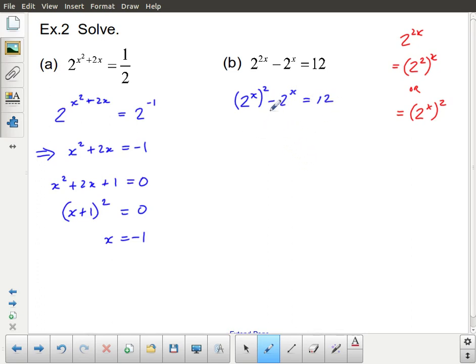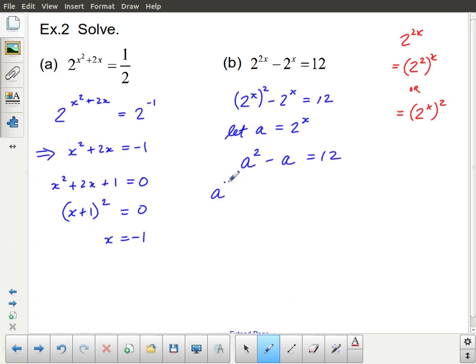And if that's not enough of a hint for you, let me go to the next step, which is I'm going to make what's known as a change of variable. I notice that I have something squared here, something to the power 1 here, and then I have a number. If I say let a be equal to 2 to the x, and you're going to see in a moment, I replace 2 to the x with a. It was 2 to the x all squared, so that's a squared, minus 2 to the x gets replaced with a, equals 12.